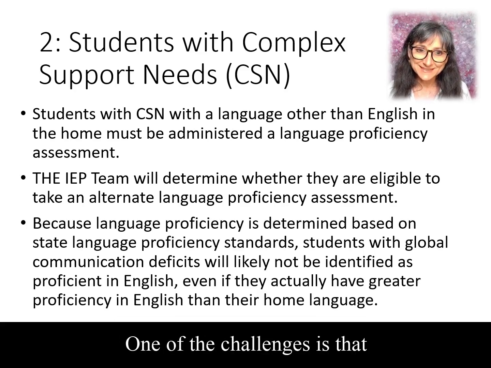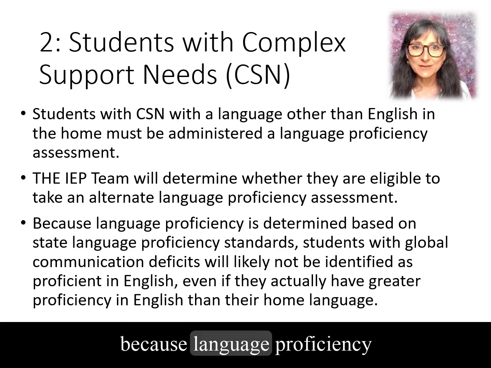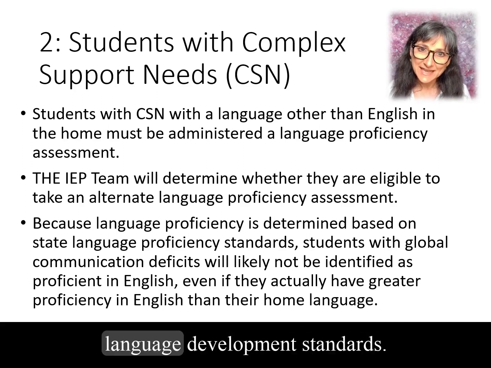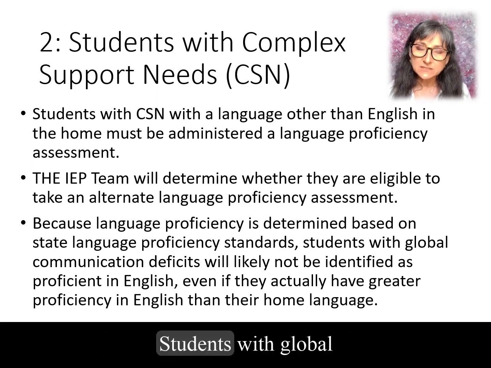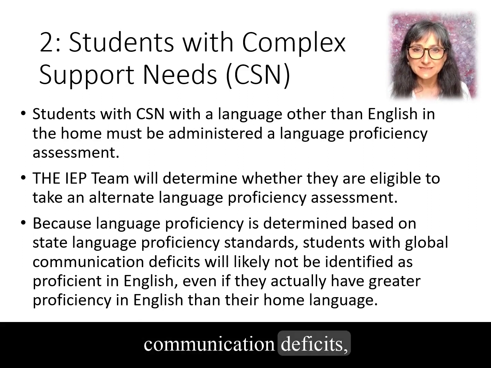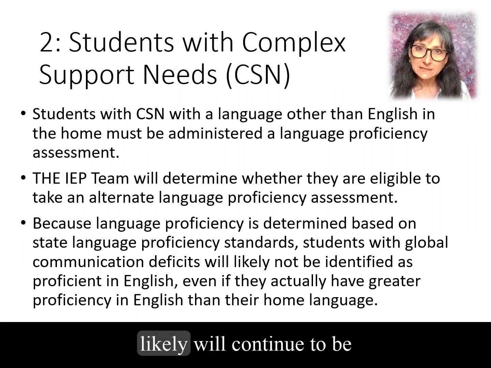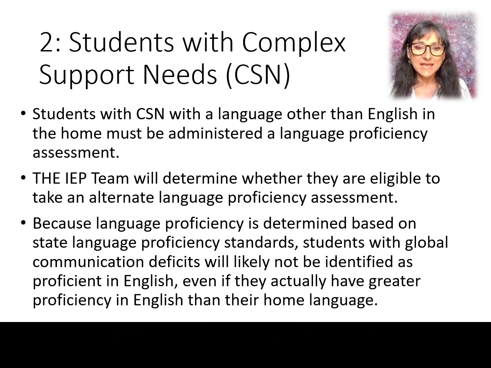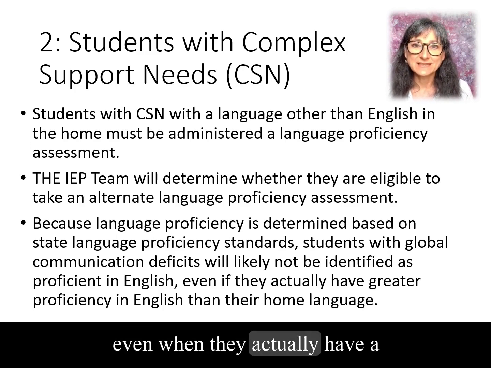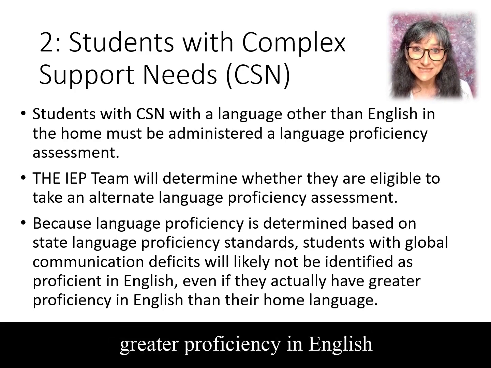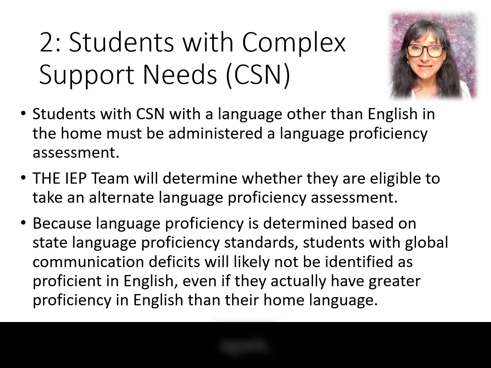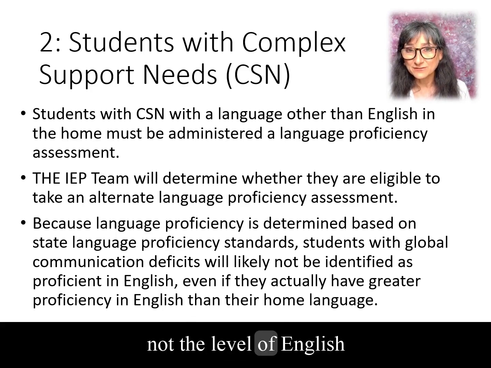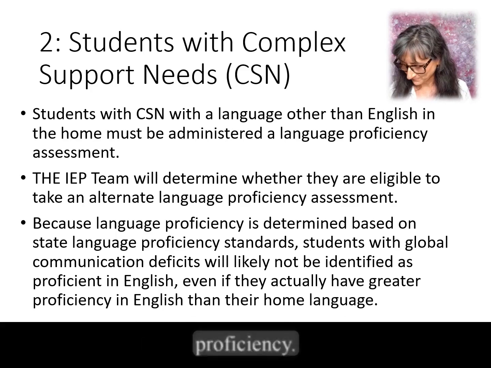One of the challenges is that because language proficiency is based upon state English language development standards, students with global communication deficits, as I mentioned in the previous slide, likely will continue to be identified as English learners, even when they actually have a greater proficiency in English than the home language. But again, we are measuring the level of disability, not the level of English proficiency.